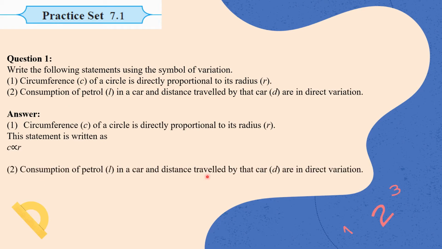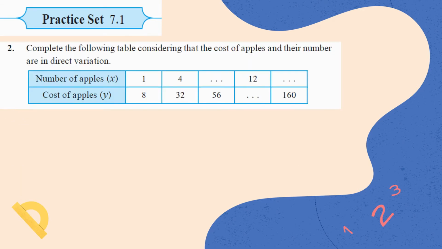Second one, consumption of petrol, that is denoted as L, in a car and distance traveled by that car denoted by D are in direct variation. This statement is written as L directly proportional to D.